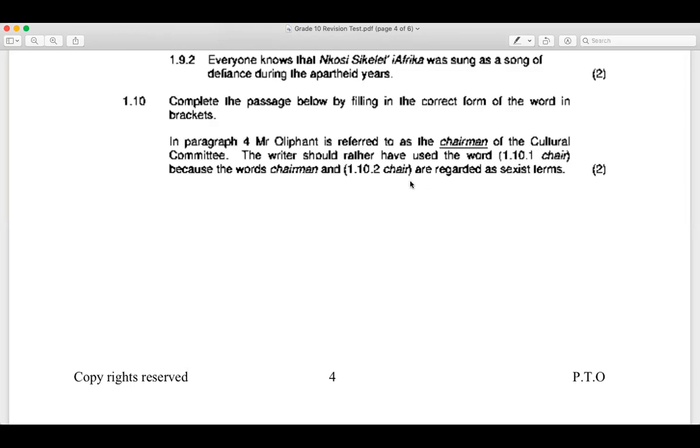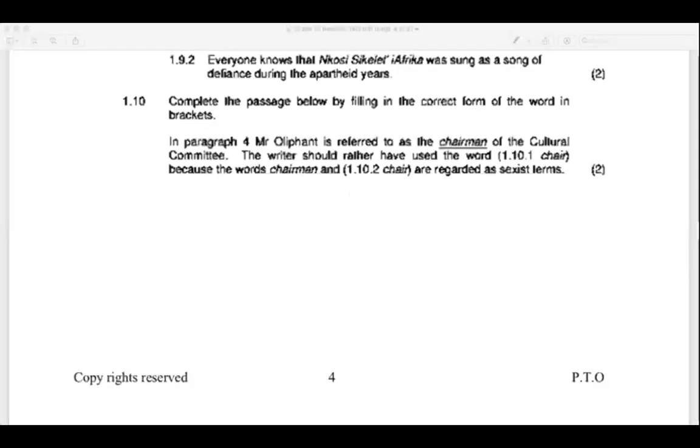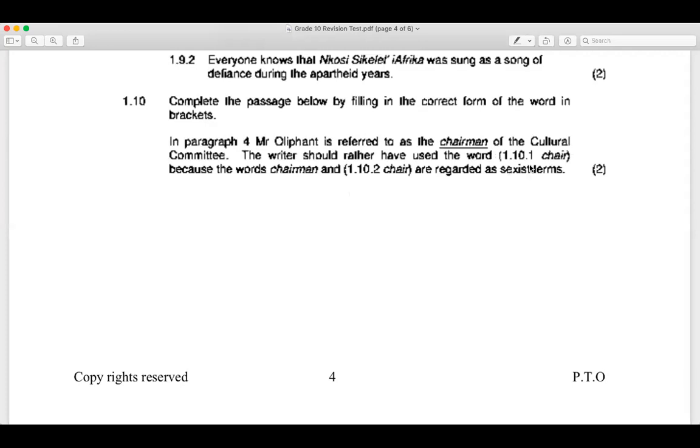Look at the use. Can you see that there's a chair there and there's another chair there? What word should have been used in 1.10.1 and 1.10.2? Look at that. What do we have? Chairperson, yes. I'm not going to show it to you on screen, I'll just tell you. They should have rather used the word chairperson.